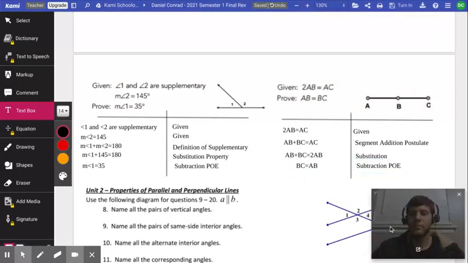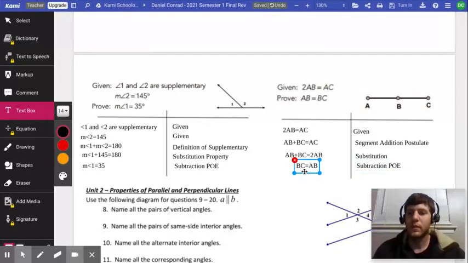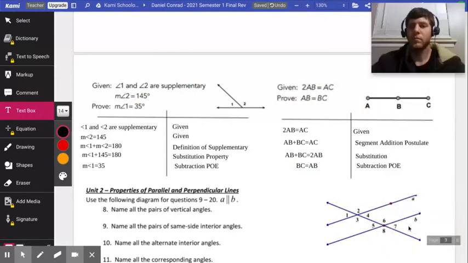We could do another step there and switch them, using the symmetric property to reverse those if you wanted to. But that's fine leaving it there. AB equals BC.